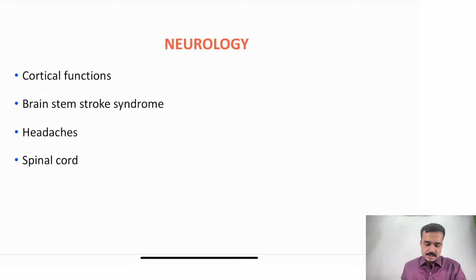Okay, moving on to neurology. Cortical functions are very, very important, asked every time, and you should anticipate that questions will be asked based on them. So be a little more thorough about this at least.